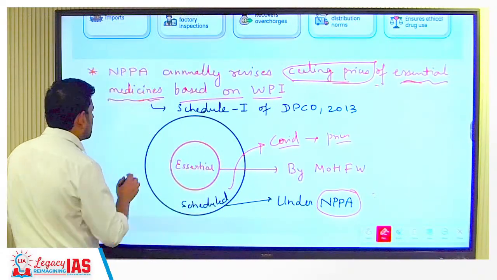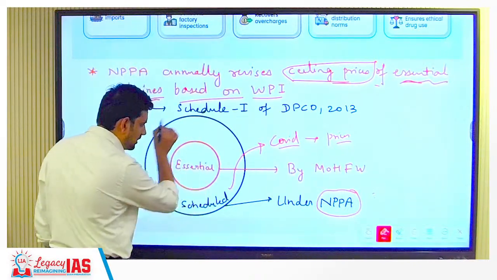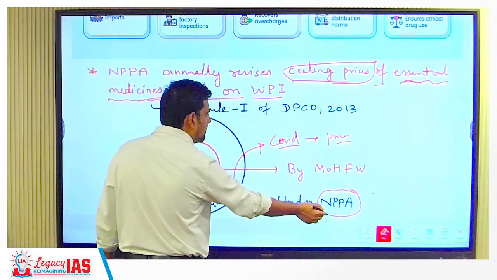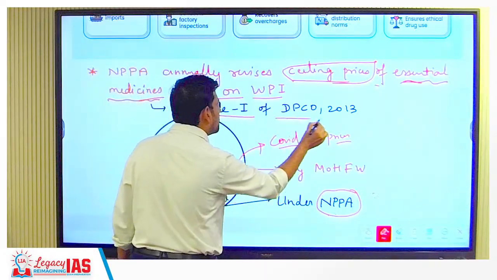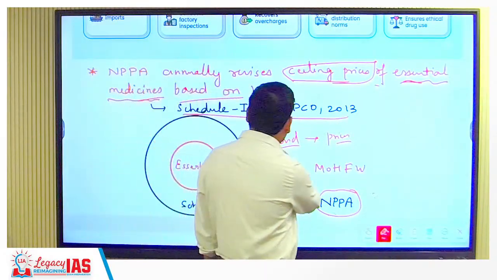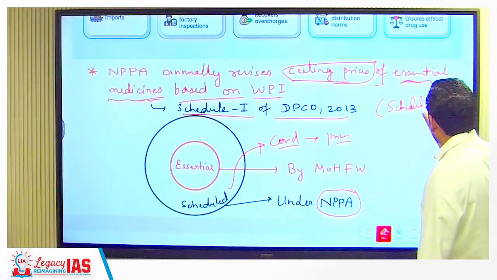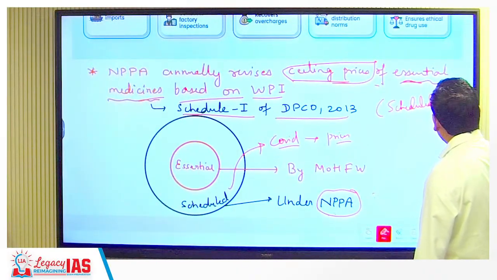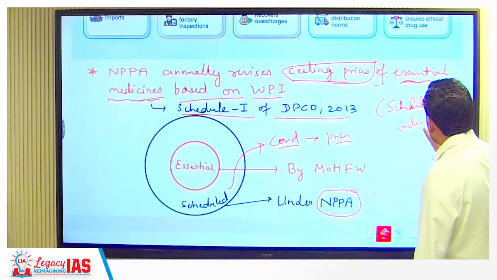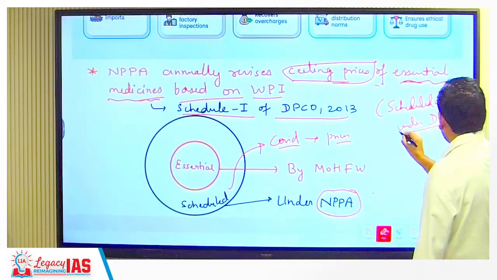Understood? So this is what is done, and all these drugs that are regulated by NPPA are called scheduled drugs under DPCO. That is under Schedule 1 of DPCO, they are called scheduled drugs under DPCO.